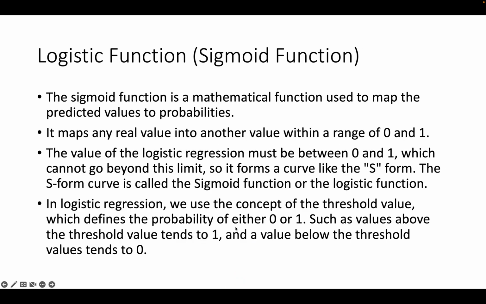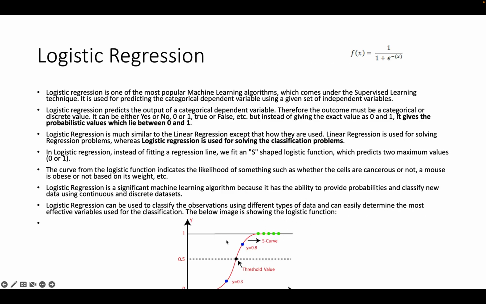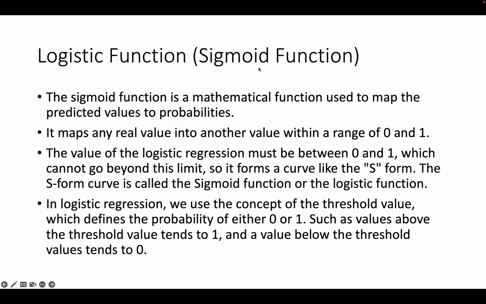Okay? This image below shows the logistic function. They call it the sigmoid curve, S curve. The sigmoid function is what converts the value in the range of 0 to 1. Here, the sigmoid function has come. The sigmoid function is a mathematical function used to map predictive values to probabilities. Basically, whatever value you give it, it will put it in the range of 0 to 1.